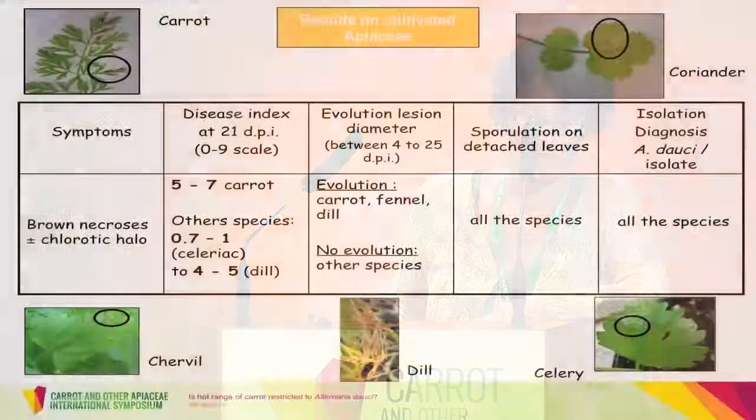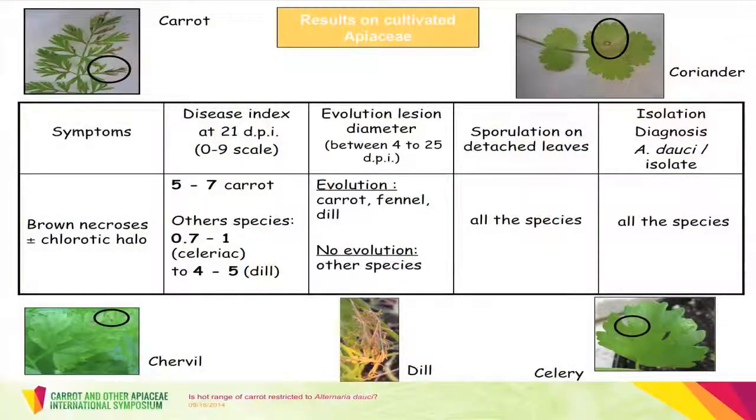So what are the main results on the cultivated apiaceae? So all the cultivated apiaceae, on all the species there was symptom. So the disease index was quite important on carrot, between 5 to 7, but also on dill, and there were intermediate disease index for the other species.